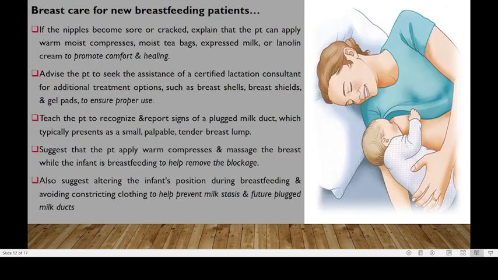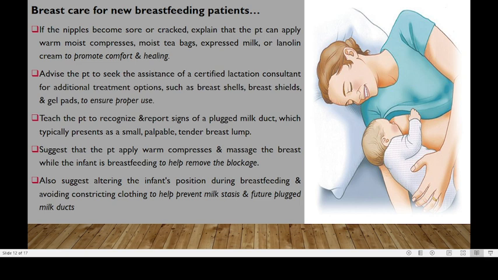If the nipples become sore or cracked, you explain that the mother can apply warm moist compresses, moist tea bags, expressed milk, or lanolin cream to promote comfort and healing. Advise the mother to seek the assistance of a certified lactation consultant for additional treatment options such as breast shells, breast shields, and gel pads to ensure proper use. You need to teach the mother to recognize and report signs of a plugged milk duct, which typically presents as a small, palpable, tender breast lump.